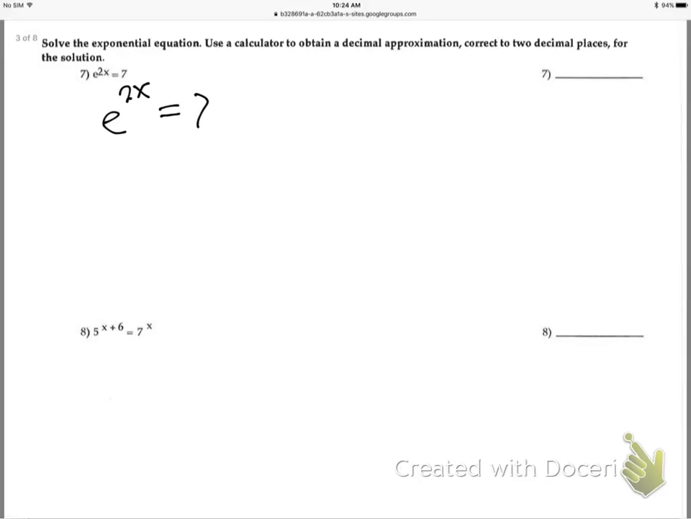So what are we going to do? What are we going to do? Oh, I guess you could solve this. Use a calculator to obtain a decimal approximation correct to 2 decimal places.